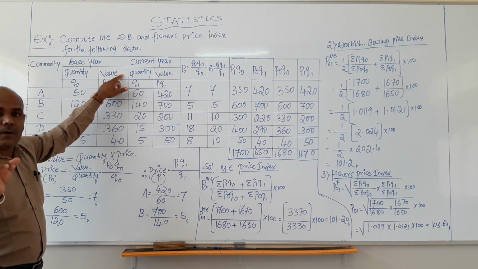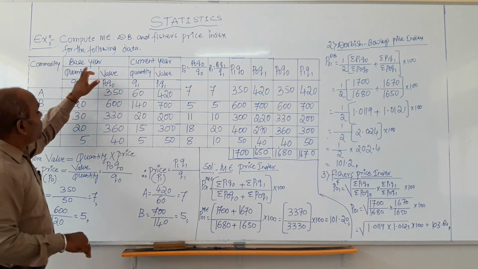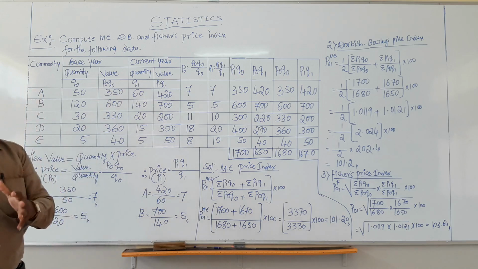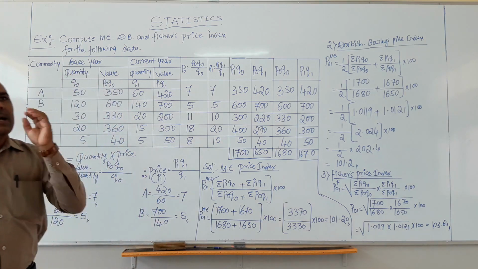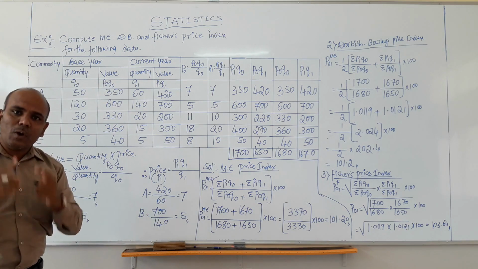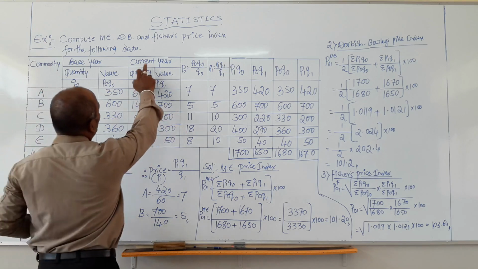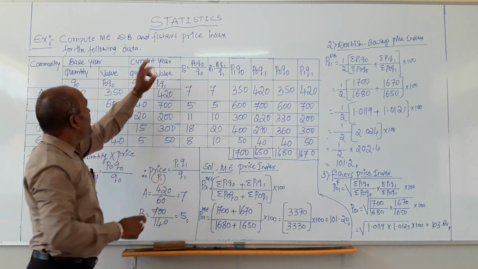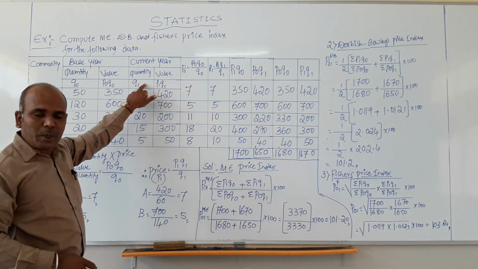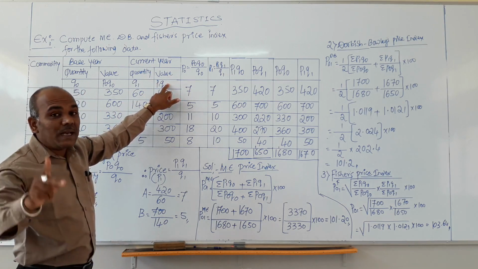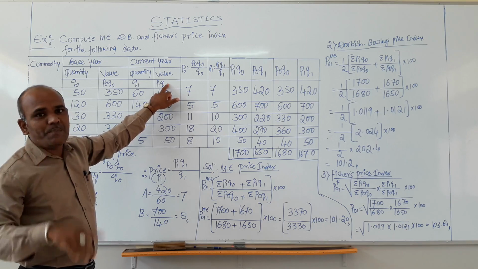And in the same base year, they mention the value or total expenditure. I already solved one problem based on total expenditure. So for the base year, the value is P naught Q naught. They already calculated P naught Q naught. In the next column, they gave the current year. In the current year, quantity is Q1 and value is P1 Q1. It means they already calculated P1 Q1.